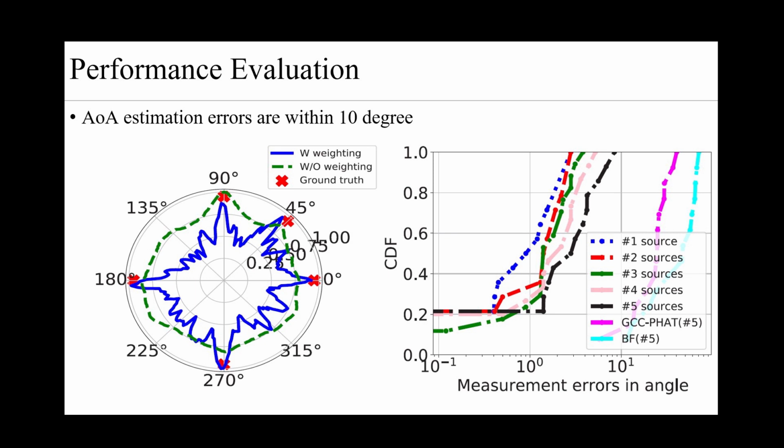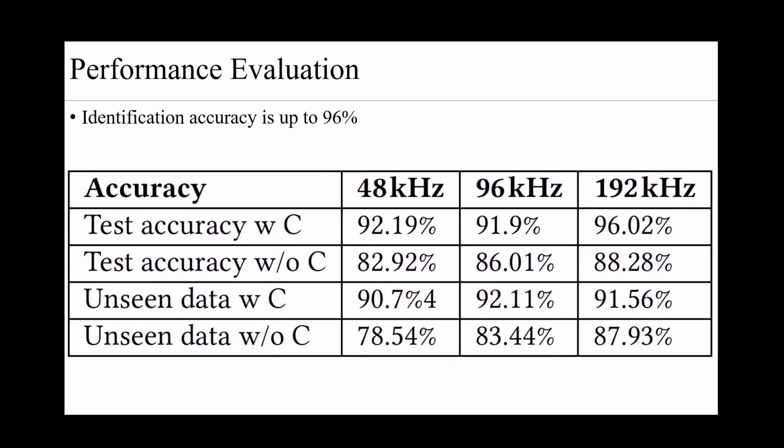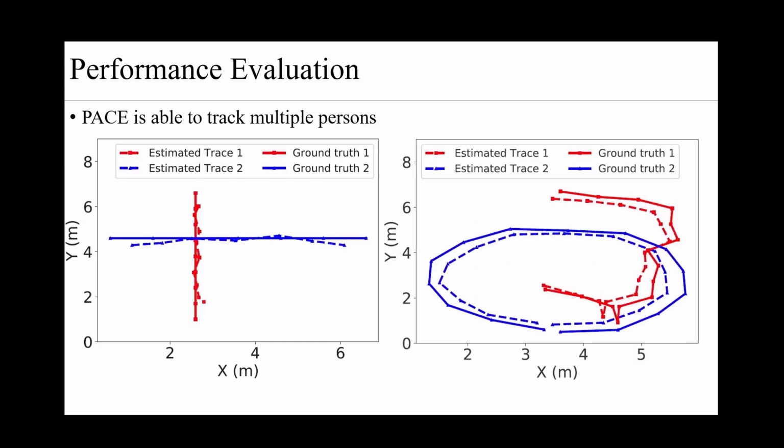We now see the identification performance. As we can see from the table, we can achieve a maximum of 96% identification accuracy. During our experiment, we found that the adoption of center loss can boost the identification performance by as much as 12%. We have also checked the tracking performance under multiple persons, as revealed by the two figures. PACE can accurately track multiple targets and does not mix their traits even when their trajectories overlap, thanks to this ability to distinguish multiple targets.